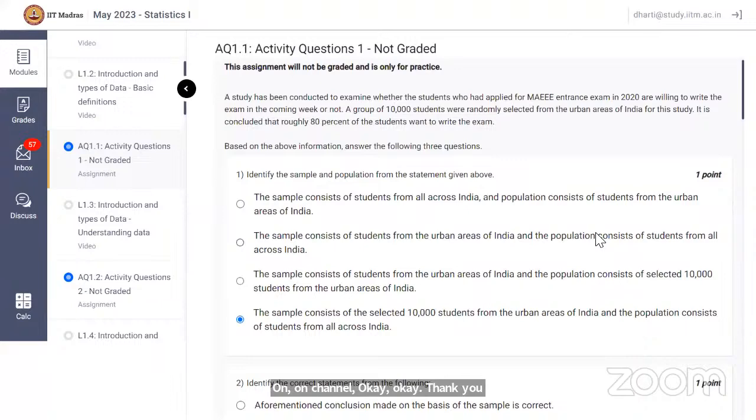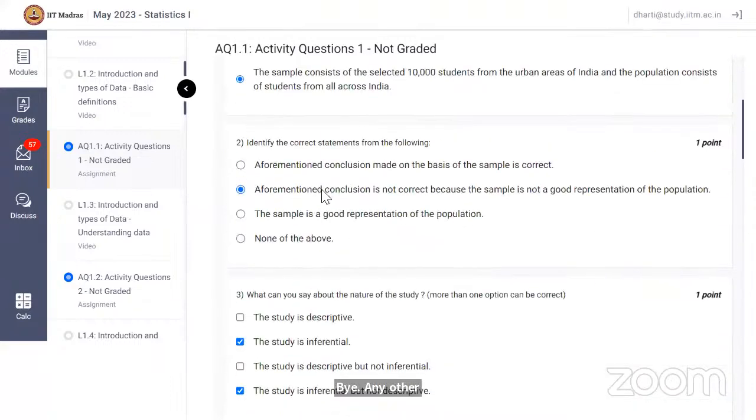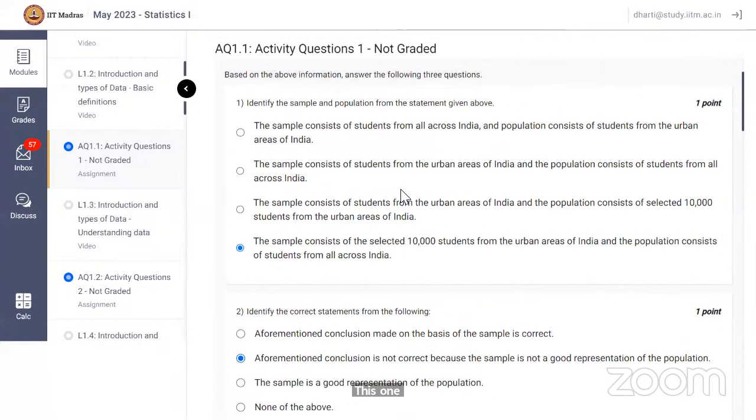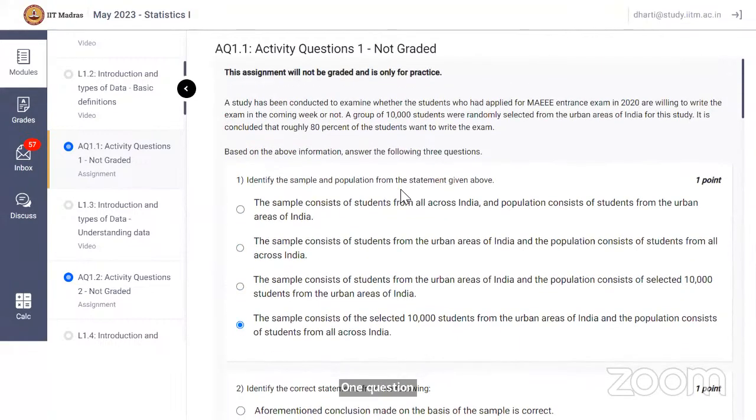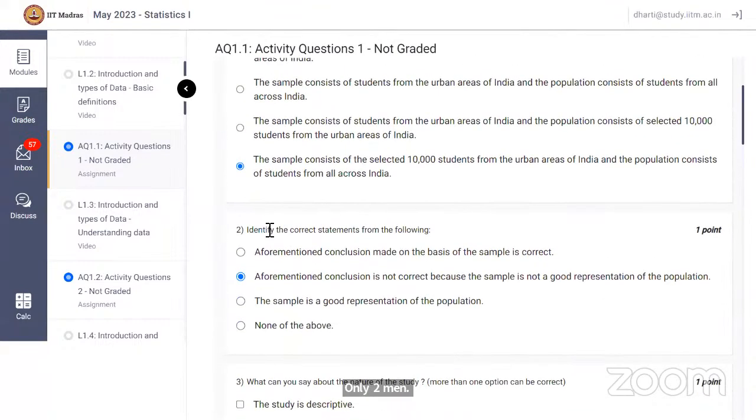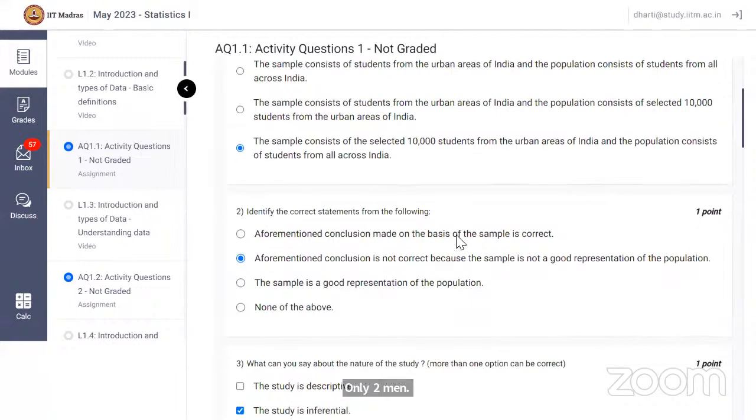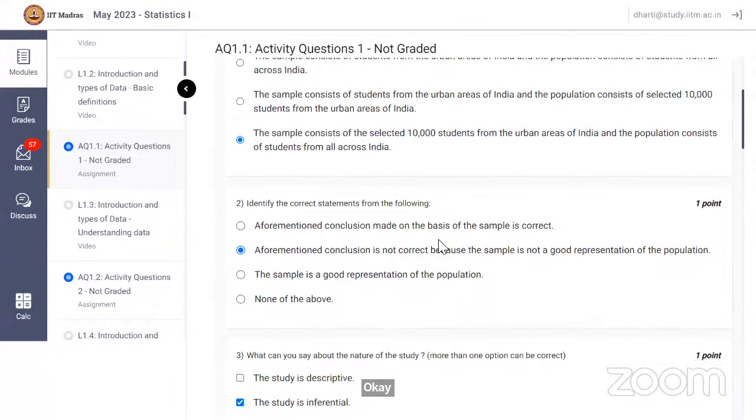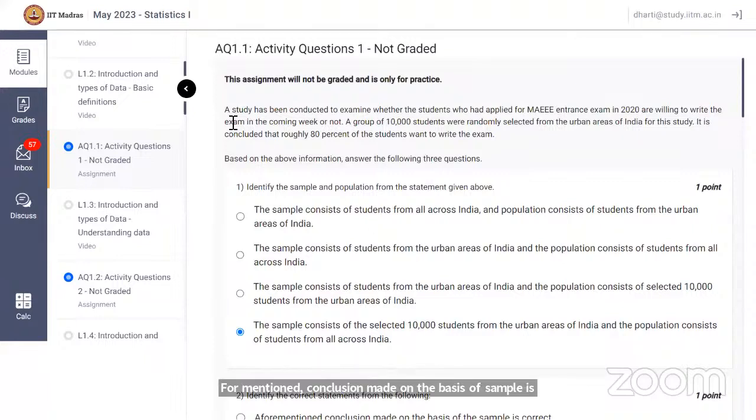Question number 2, ma'am. Can you explain it? Only question 2. Okay. What can you say about the nature of this? Identify the correct statement from the following: the aforementioned conclusion made on the basis of the sample is correct. This is based on this data, right?